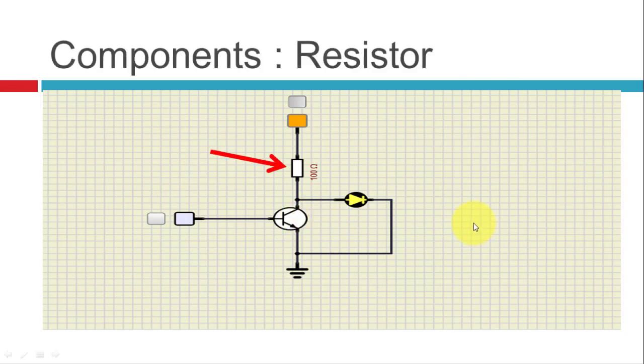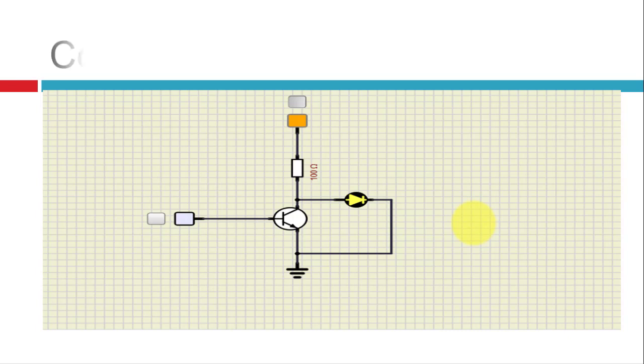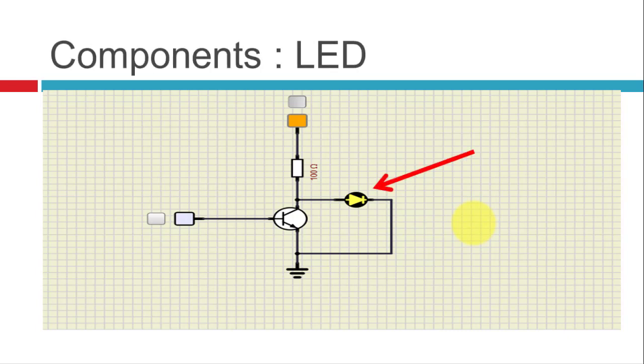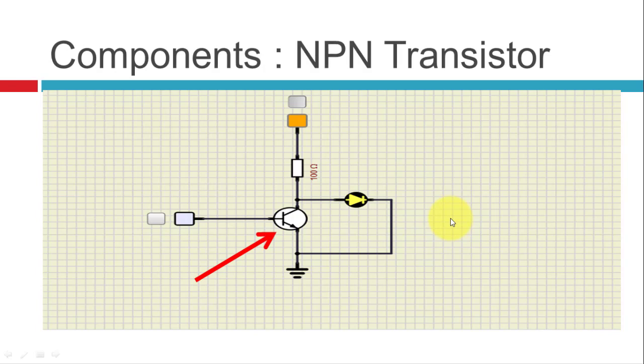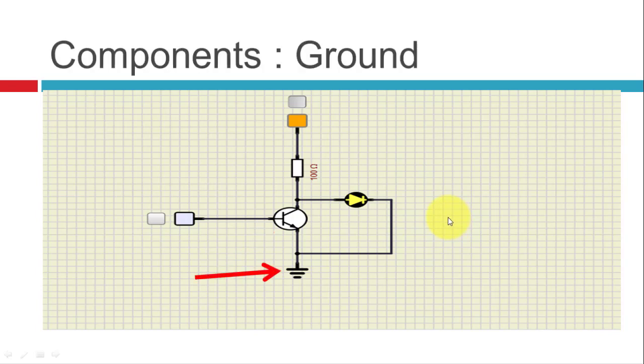Then we have the resistor which is connected towards the collector region of the transistor. Then we have the light emitting diode. Because we are using the transistor as a switch, this switch can either be on or off, open or close. So this LED will tell us in what way this transistor is acting, whether it is acting as a closed switch or an open switch. Then we have the NPN transistor. Then the final component is the ground, which completes the circuit.